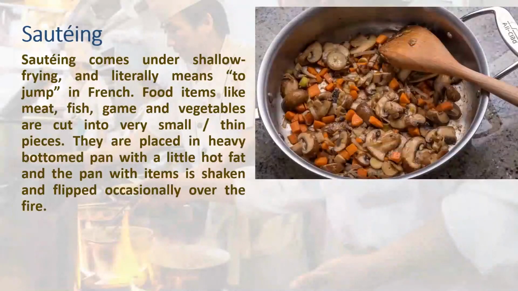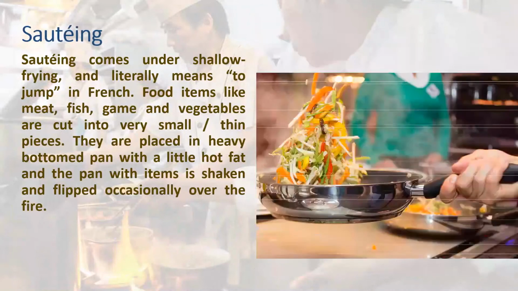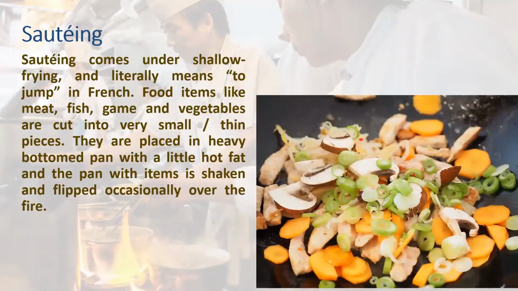So we see another method called sauteing. Sauteing comes under shallow frying. It literally means to jump in French. So various food items are cut into small or thin pieces, and then they are put into a pan with a little bit of oil, and then they are tossed frequently. So a little bit of fat is used, and the pan is shaken time and again, and these are flipped occasionally. Now this can be applicable for many products where slow cooking is required. So it is just tossed and then left aside, and then again it is tossed and served.